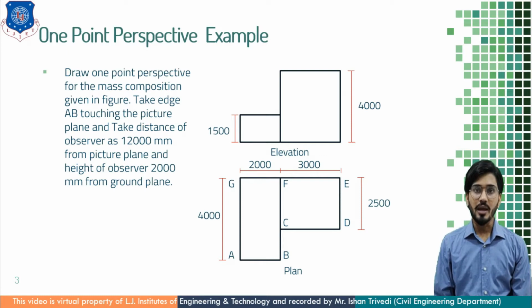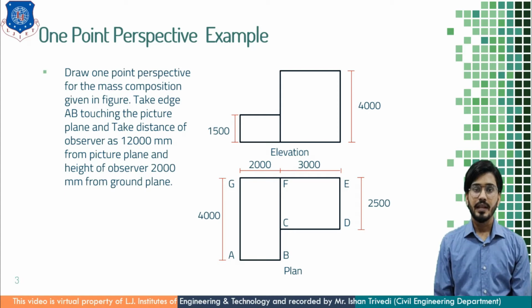Take edge AB touching the picture plane and take the distance of observer as 12,000 mm, whereas the height of the observer is taken as 2,000 mm from the ground plane. Here two different mass compositions in combination are given. In plan you will see the rectangle ABFG is 1500 mm, whereas the rectangle CDEF is 4000 mm.